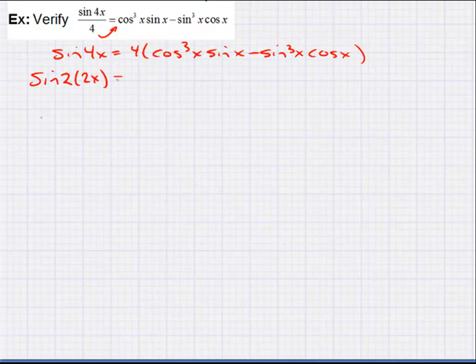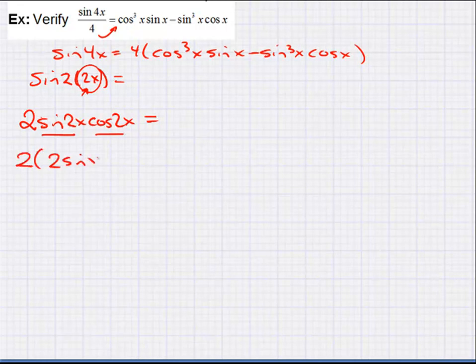So think of this like a double angle identity. This is 2 times this. So if I use a double angle identity, then this should be equal to 2 times the sine of 2x cosine 2x, this thing being what was my x in the identity. Well, each one of these is its own double angle identity. So I get 2 times 2 sine x cosine x, that's the double angle identity for sine, times the double angle identity for cosine, which is cosine squared x minus sine squared x.